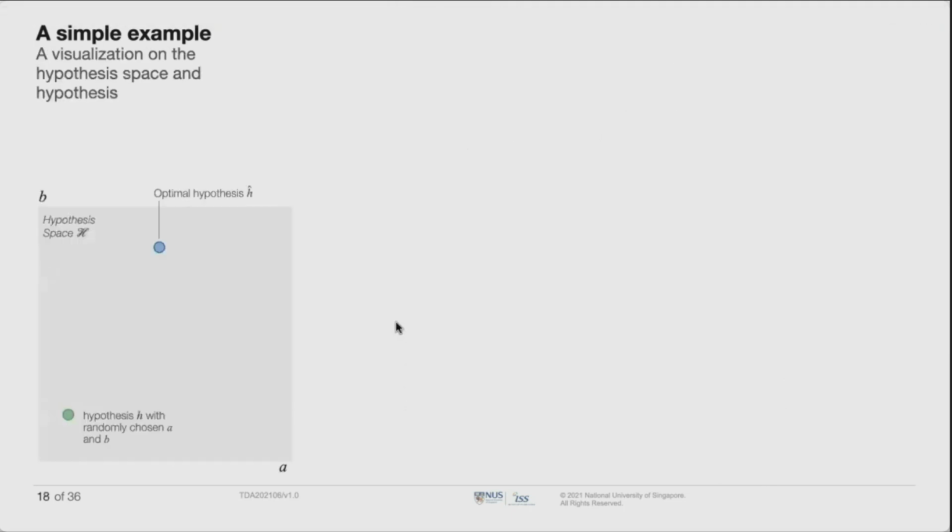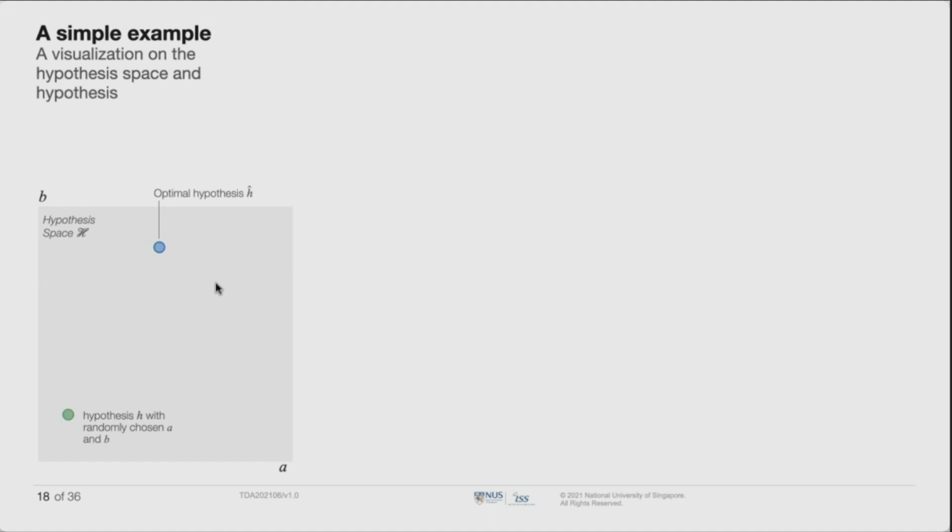We have mentioned that A and B can be any real number. Let's restrict ourselves so that A and B shall be only positive values. In this case, you can imagine this hypothesis space to be a 2D Cartesian coordinate system, with A standing for the usual x-axis and B standing for the usual y-axis. We can take this rectangular gray area as the hypothesis space for our simple model. Inside this hypothesis space, we have a green dot. This represents a hypothesis with a randomly chosen A and B. On the other hand, we have a blue dot, which represents the optimal hypothesis H hat.